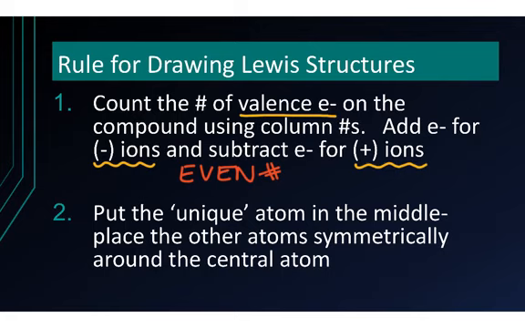Step 2, you're going to take your formula and put your unique atom in the middle and place the other atoms symmetrically around the central atom. Unique just means one of. So for instance, if I had the example of CO2, which one do you think is unique? Well, the C is what we would call the unique atom here because there's only one of it. So unique doesn't mean super cool. It just means that there's only one of it.